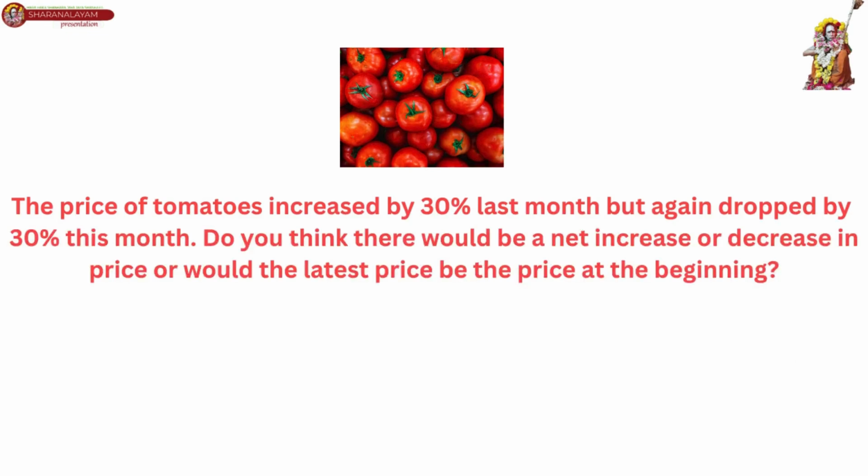Next question. The price of tomatoes increased by 30% last month, but again dropped by 30% this month. Do you think there would be a net increase or decrease in price, or would the latest price be the price at the beginning? Here is a tricky question because it says the price of tomatoes increased by 30% last month, but again dropped by 30% this month. So, we would tend to think that there is no net increase or decrease. But let's see what we get when we solve this.